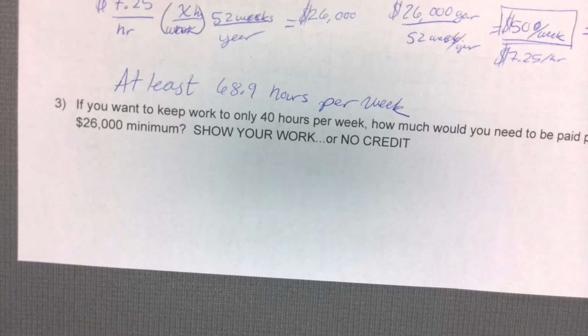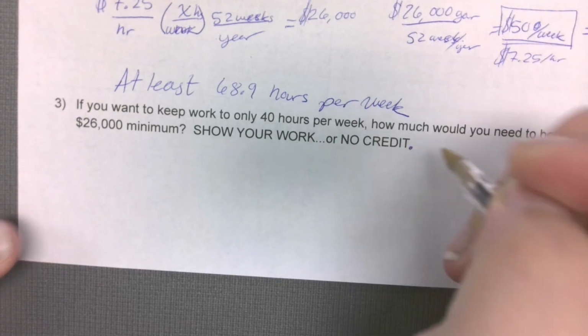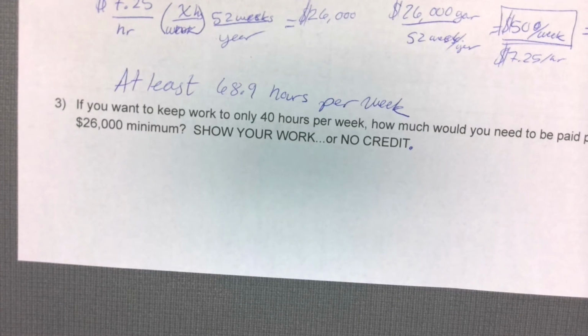Santiago, would you read sentence 1 of 3? And then Gabriel, would you read the second sentence on 3? If you want to keep work to only 40 hours per week, how much will you need to be paid per hour to make the 2,600 minimum? 26,000, you know, minimum. Show your work more and more. That was, yeah, yep, you're totally right. That was just, Gabe was supposed to read that. But it's okay. It's okay. We'll get him next time.